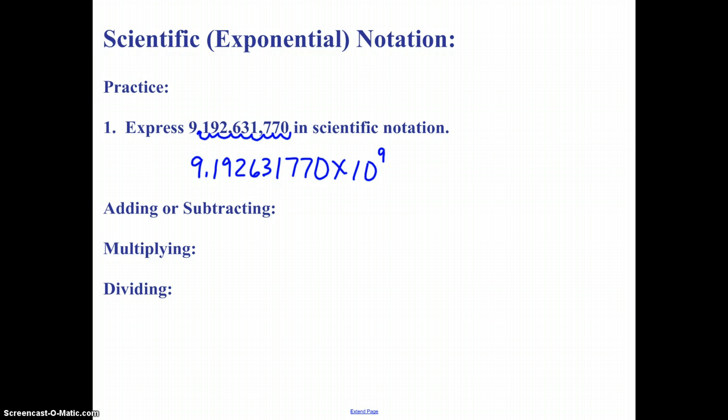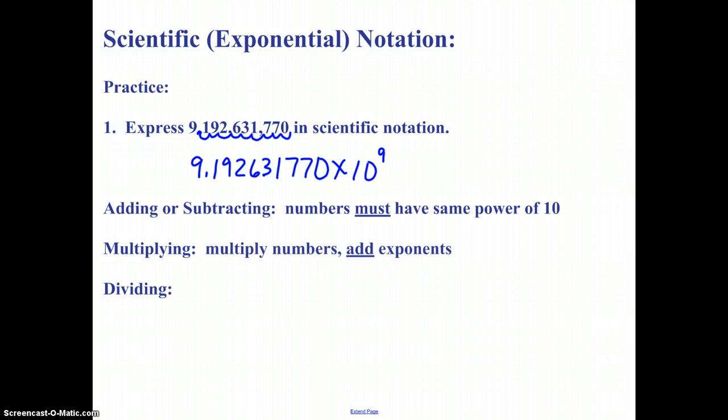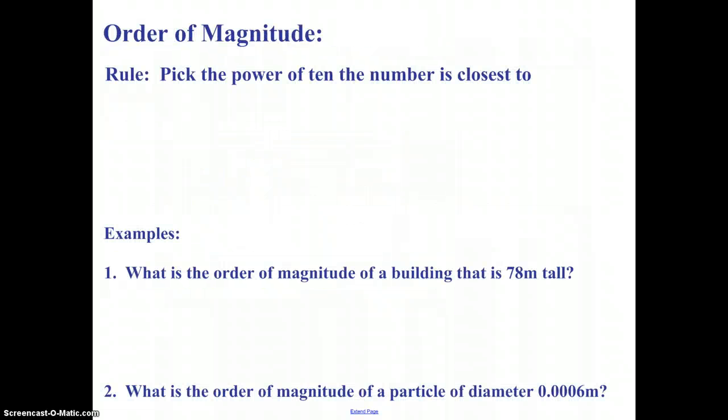When adding or subtracting, what's important to remember is that the numbers must have the same power of 10 in order to add or subtract numbers already written in scientific notation. When multiplying numbers, you have to add the exponents of the powers of 10. And when dividing numbers in scientific notation, you subtract the exponents of the powers of 10. Okay? All right, our last topic is going to be order of magnitude.